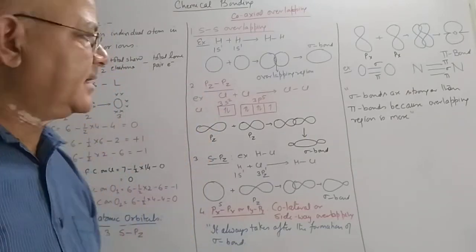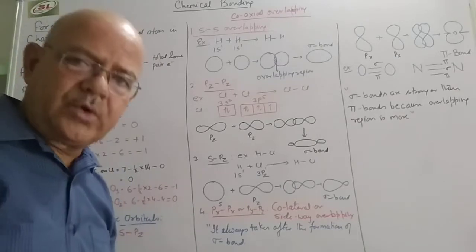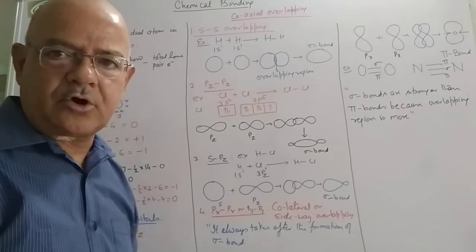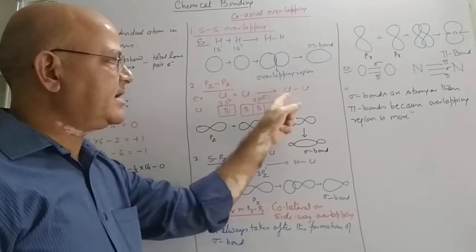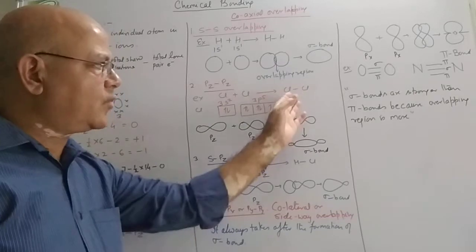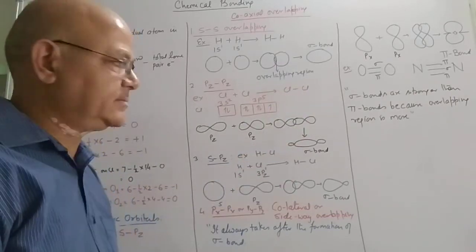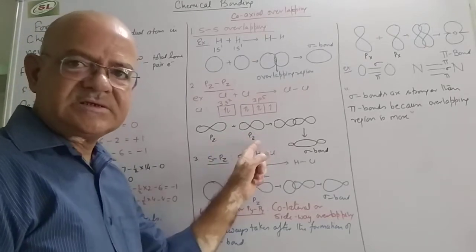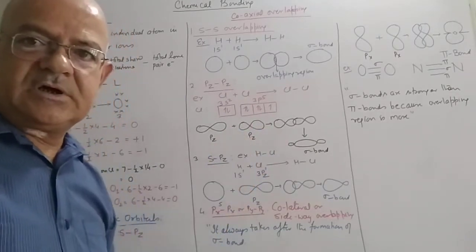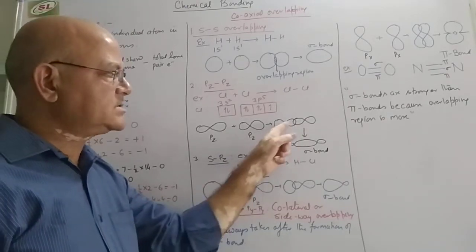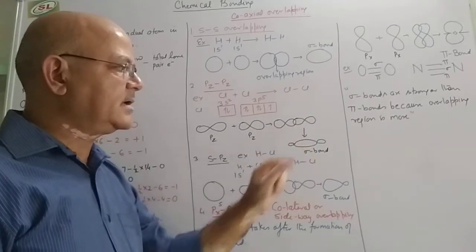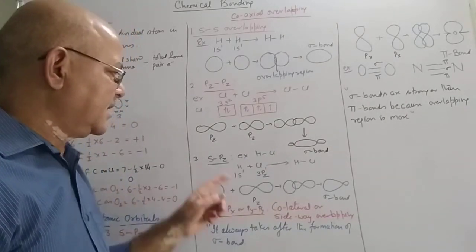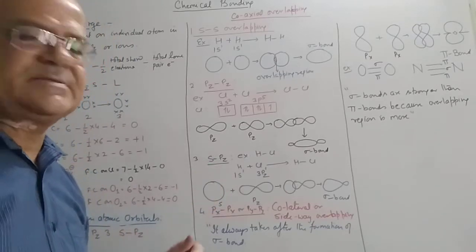PZ overlapping can be seen in fluorine and chlorine, as an unpaired electron is present in the PZ orbital. When Cl combines with Cl, a single covalent bond is formed between the 2 Cl atoms. PZ has a double shape, so when the 2 doubles come closer, they do the overlapping, and as a result, once again the sigma bond is formed.